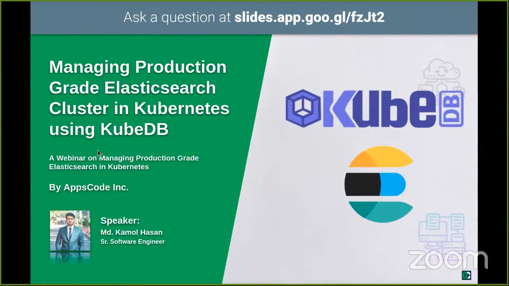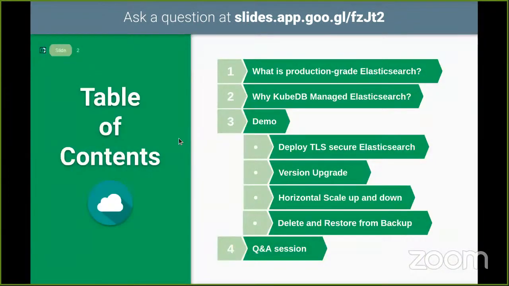Okay. Hello, everyone. I'm Kamal Hassan, Senior Software Engineer at AppsCode. So today I will demonstrate how to manage production-grade Elasticsearch cluster on Kubernetes by using KubeDB. So here is my table of contents. The first question is, what is a production-grade Elasticsearch? The second one is why you should choose KubeDB to manage Elasticsearch cluster. Then I will show a couple of KubeDB features in the demo, and you can ask any question on the given link at the top of the slide. At the end of the demo, I will try to answer them.